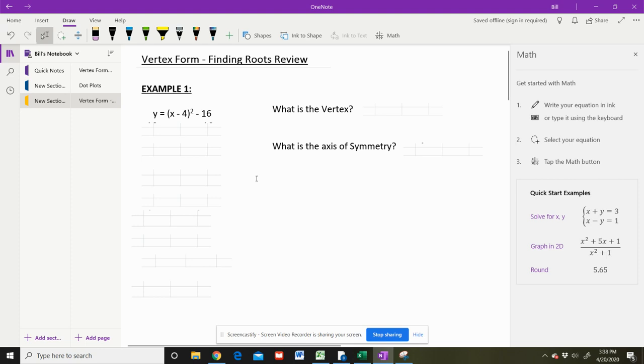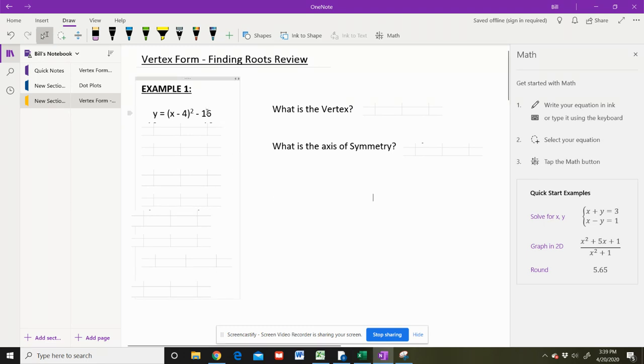All right, so I wanted to just review going over the Vertex form, finding the roots. Just went through the Ed puzzle and our Google form that we did at the end of the lesson that was assigned on Friday. And looks like we just need a little bit more review with that. So today, that's what we're going to do. We're just going to review finding the roots from the Vertex form.